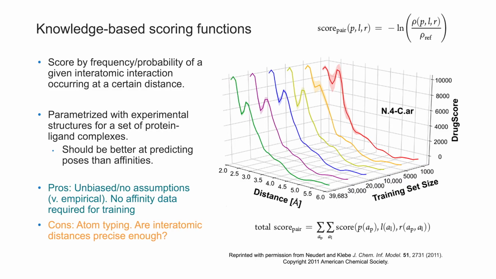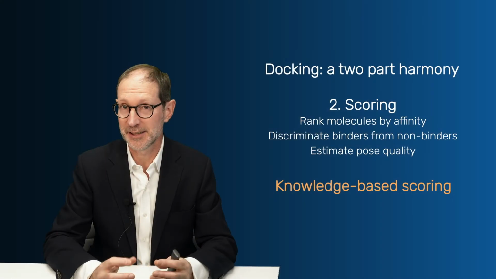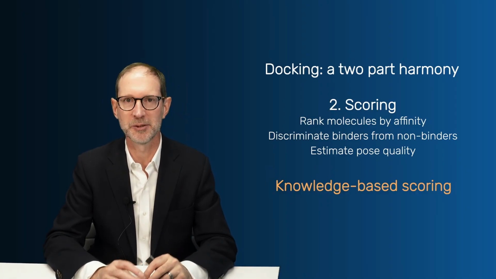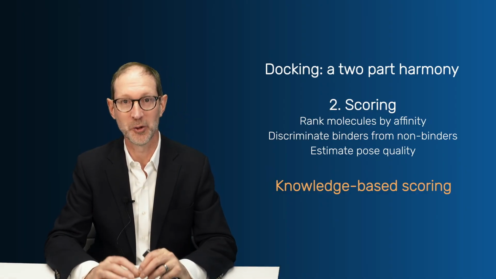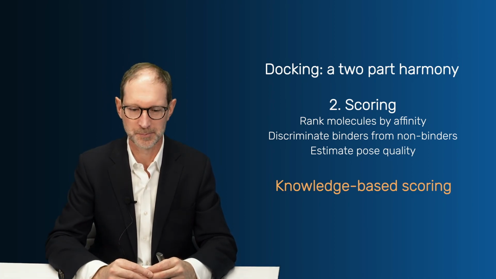A significant advantage for these is they're unbiased, they're not over-physicsed, they're not predetermined. We simply look at the data in an unbiased way and ask about frequency distributions for interatomic distances. A significant disadvantage is, again, are those interatomic distances sufficiently accurate and precise to give good coefficients in these terms, in the contributions to the overall score?